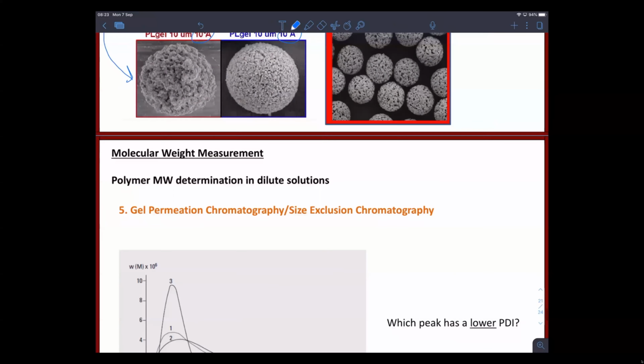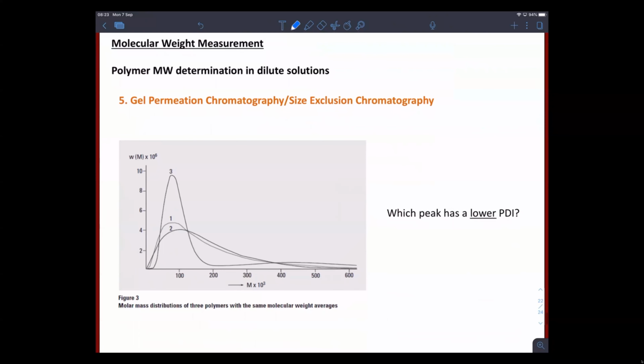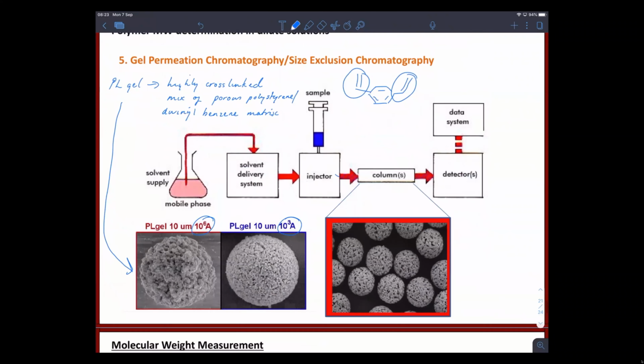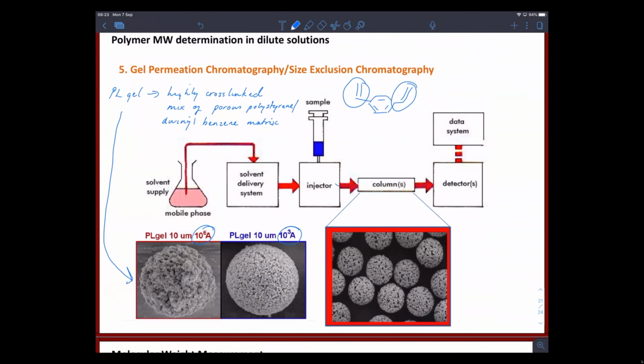Excuse me, Dr. Moppert. Yeah. Is this PL gel a stationary phase? Yes, the gel is the stationary phase, yes. Okay, thank you. No problem.